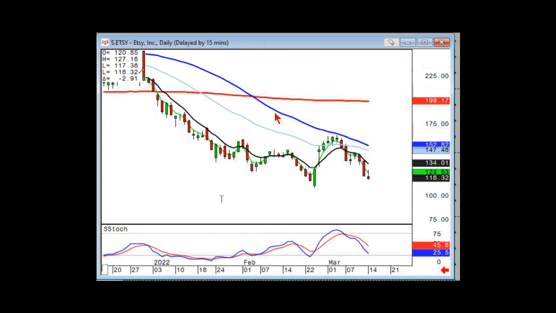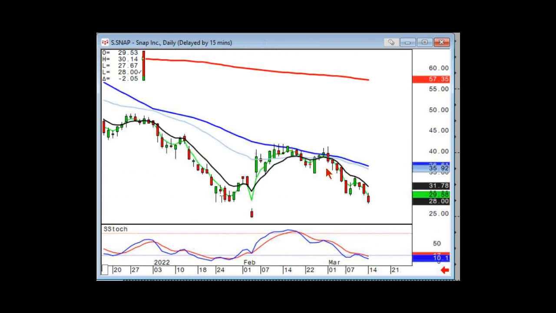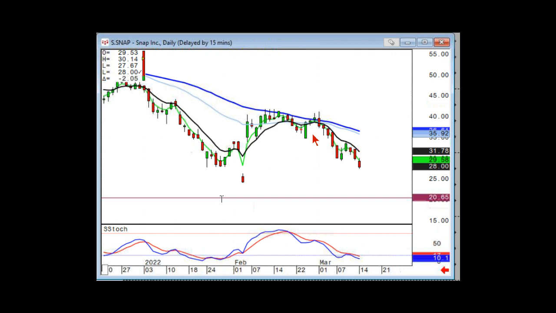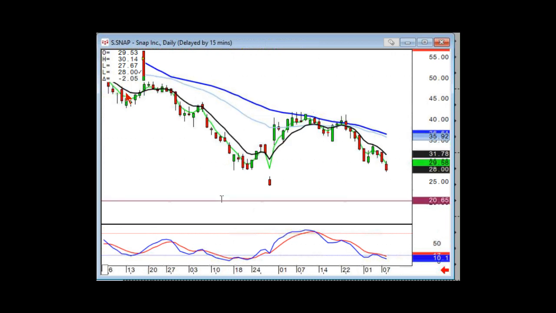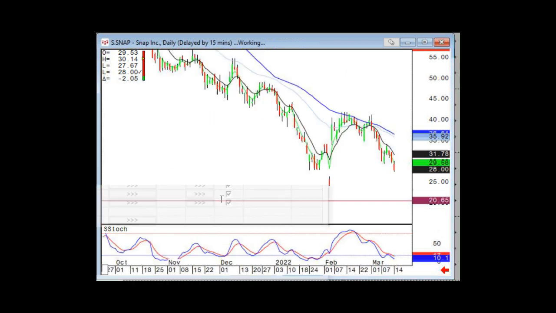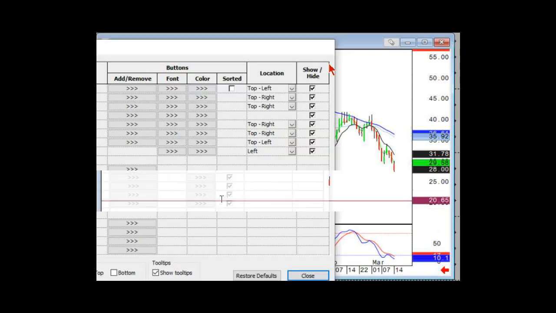What we're trying to do is find the trades that have the biggest potential downside and the highest probabilities that they're going to work based upon what everybody else is watching. In that case, it failed at the 50. In this case, Snap failed at the 50, which pretty much tells us what the overall trend is doing.